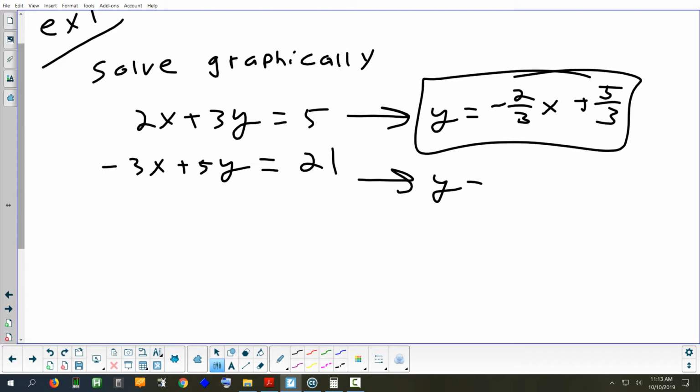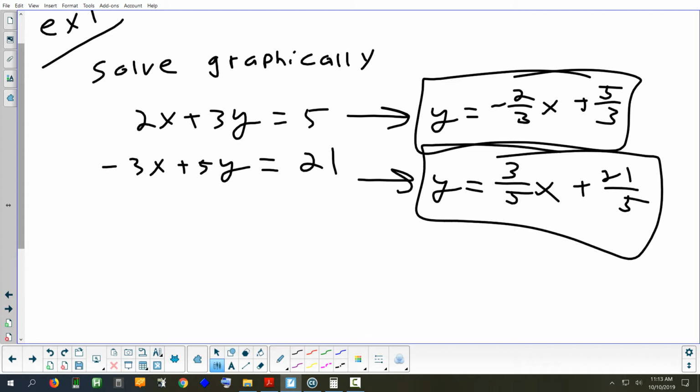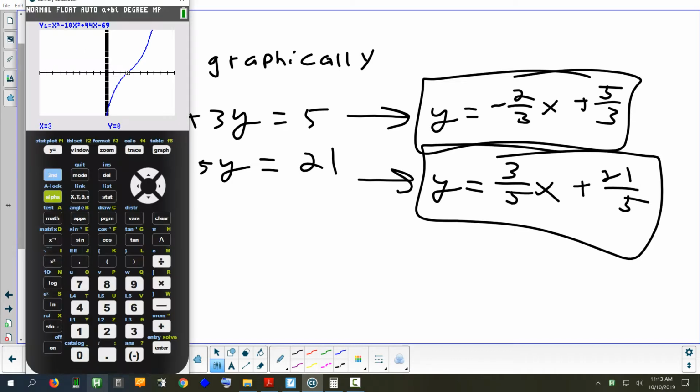How about the bottom one? Can someone solve for y there? Yep. Okay. You add 3x to both sides and divide by 5. So that's going to become a positive 3x. When you divide 3 by 5, you get 3/5 for your slope, plus a y-intercept of 21/5. Okay. Now we'll plug them in and see what we get.